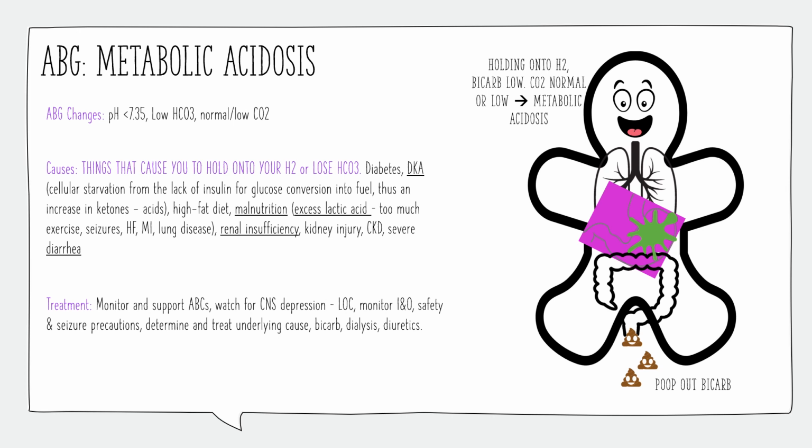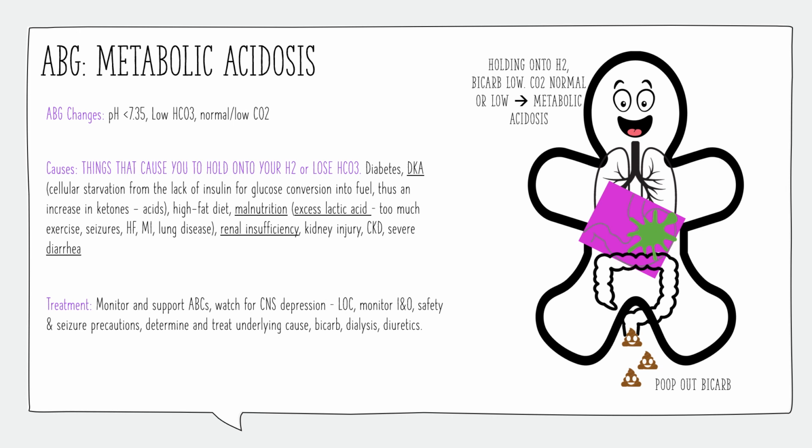So remember, things that have us hold on to our acid, so holding on to the stomach acid, and we lose the bicarb, we poop out our bicarbonate. So look at those little poop emojis. A lot of your base or bicarbonate lives in your poop. So if you poop out your bicarb, the only thing that's left is the stomach acid. So if you're pooping, the only thing that's left is your stomach acid, which is going to leave you in metabolic acidosis.